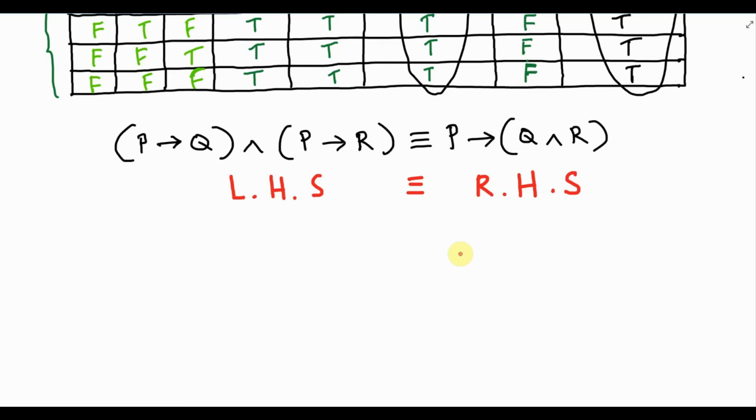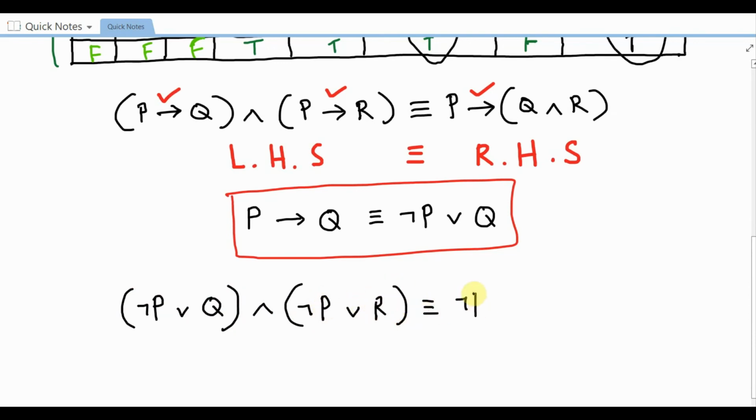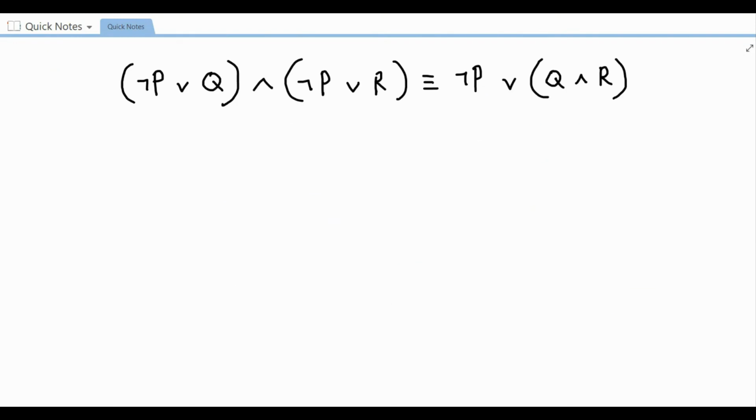To prove the logical equivalence, we need to simplify the implications on both sides of the equivalence. We will use this identity to simplify it. P implies Q is equivalent to not P or Q. Now the new equivalence is: not P or Q, and not P or R, is equivalent to not P or Q and R. If you observe, the left-hand side proposition is similar to the distributive identity.